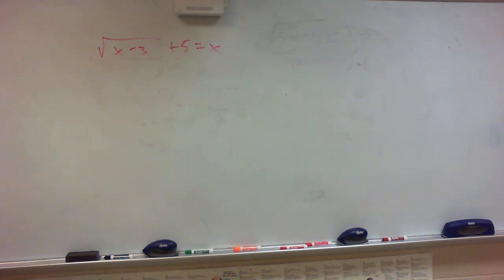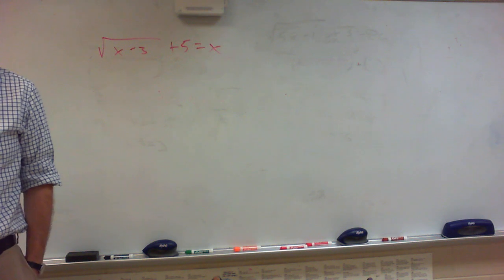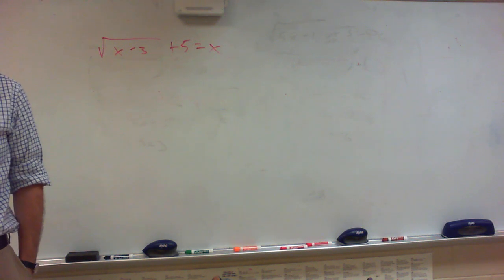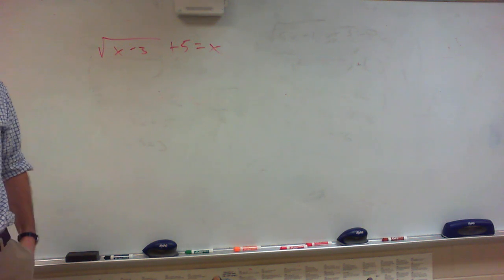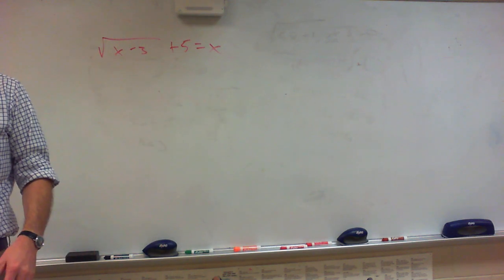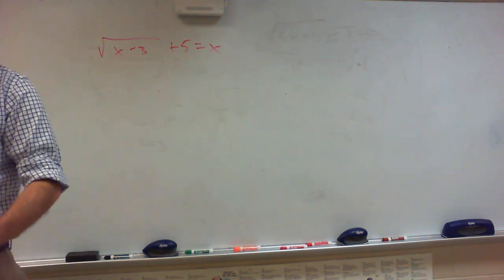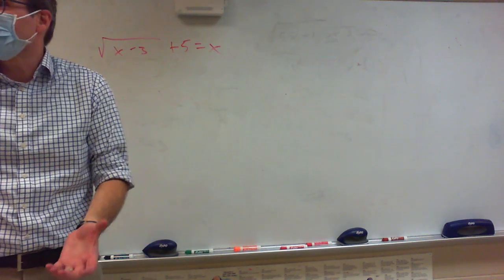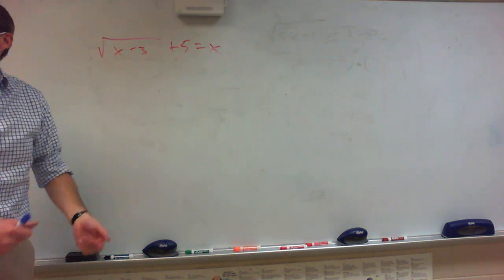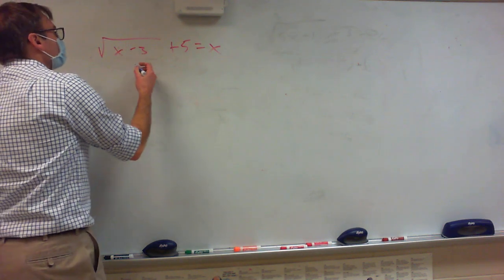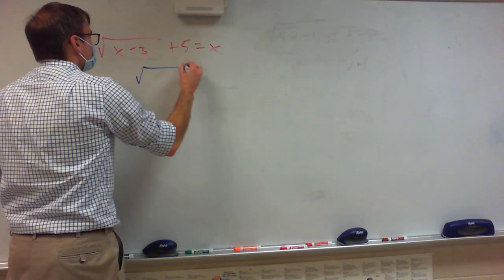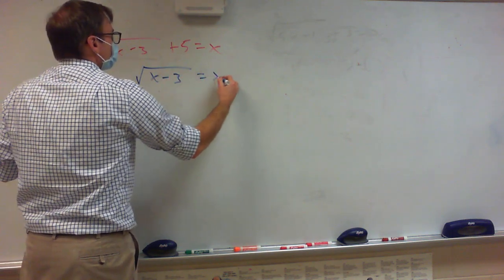What do you do first? Subtract the 5. Get the square root by itself, right? That's been our goal. When you're solving radical equations, you get the square root by itself. And when I get the square root by itself, it's going to give me the square root of x minus 3 is equal to x minus 5.